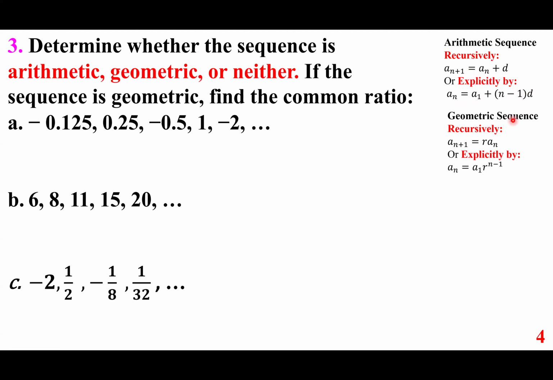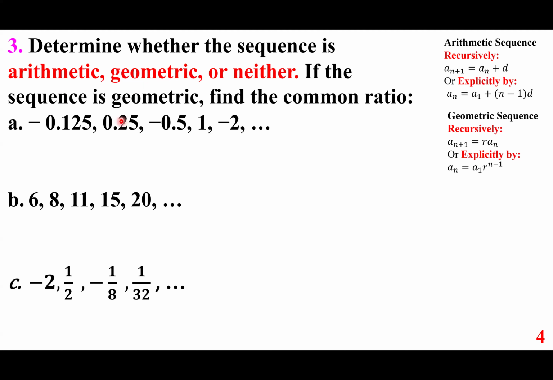On the other hand, a geometric sequence, recursively, a sub n plus 1 is r times a sub n, and explicitly a sub n equals a sub 1 times r to the power of n minus 1. So if there's a common difference, it's an arithmetic sequence; if there's a common ratio, it's a geometric sequence. So one way to find out is to look at their differences or their ratios. In this case, we are interested in both.